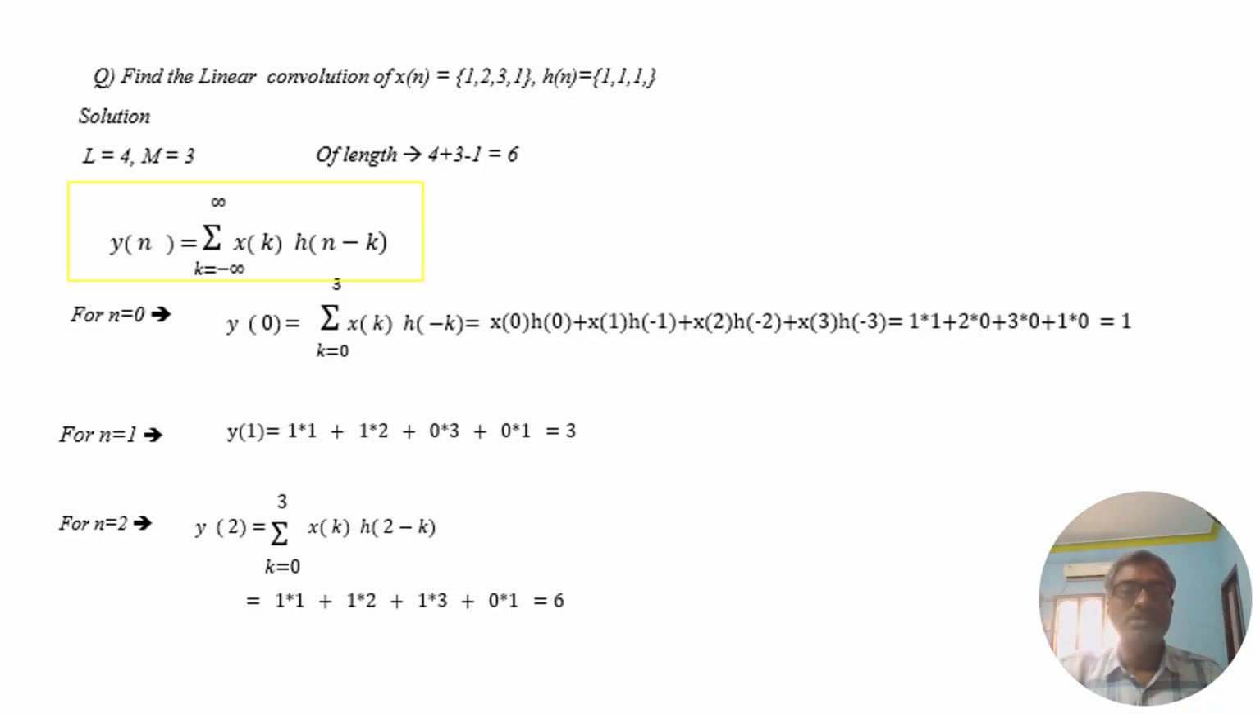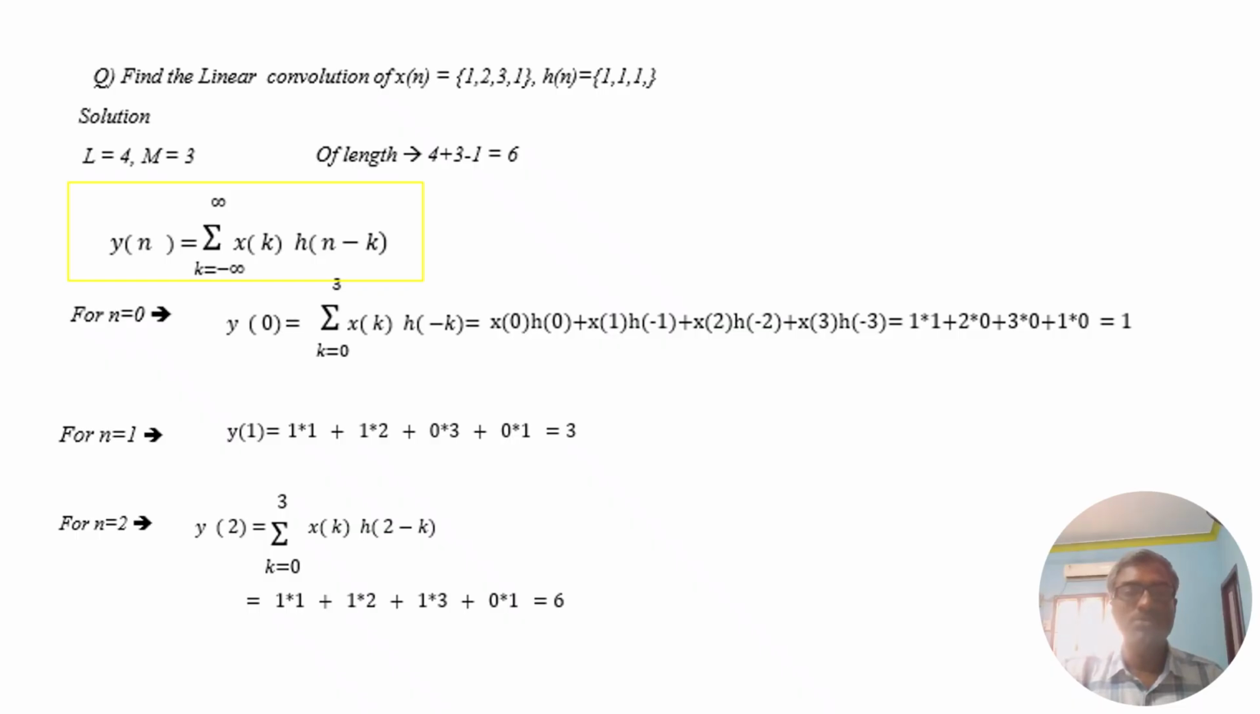The given samples are x of n equal to 1, 2, 3, 1 and h of n equal to 1, 1, 1, and this can be computed by using the formula y of n equal to summation k equal to minus infinity to plus infinity x of k h of n minus k. Here the length of the input sequence is 4 and the length of the impulse response is 3. So the output sequence has the length of 4 plus 3 minus 1. So the total length of the output sequence is 6.